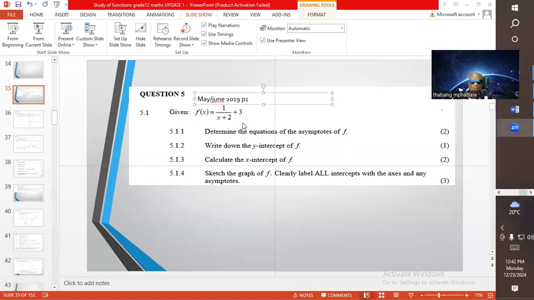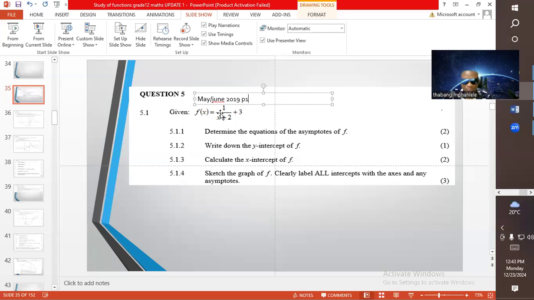I want us to go and look at question 5 of May-June 2019. I think it's a DBE exam. So I'm going to share the screen right now and then we look at this question of May-June 2019, paper 1. It's a simple topic of hyperbola function. I normally prefer to start with simple stuff and then we accelerate to higher complex questions. So let us look at question 5.